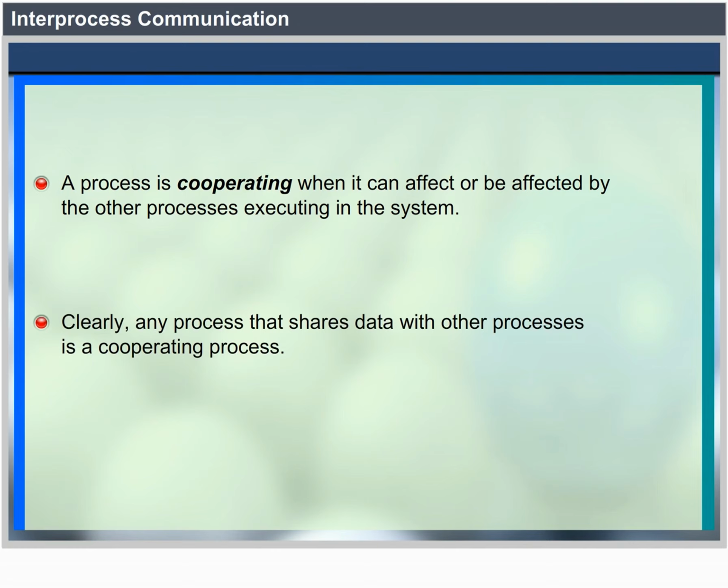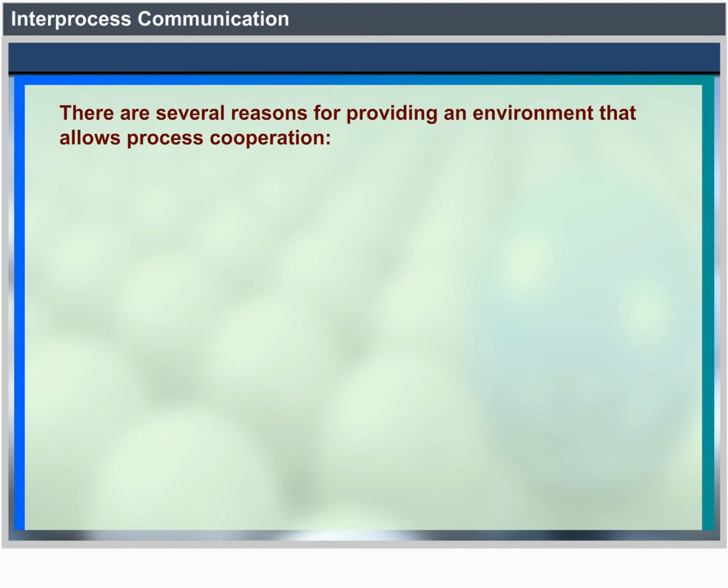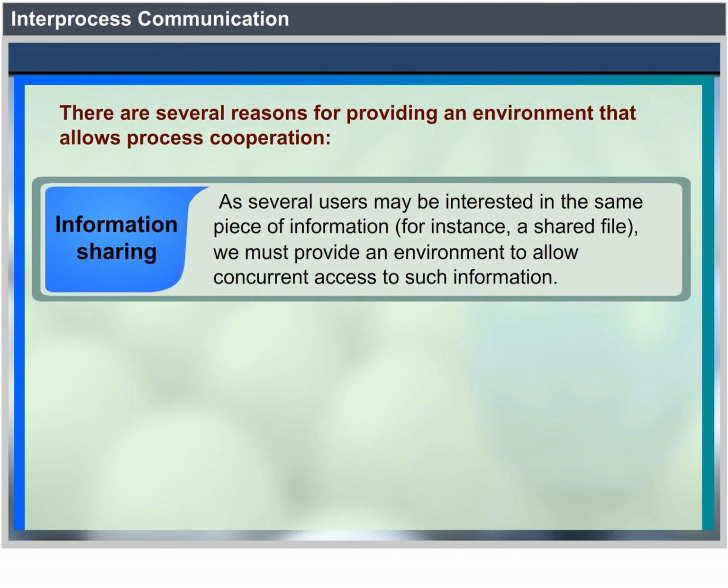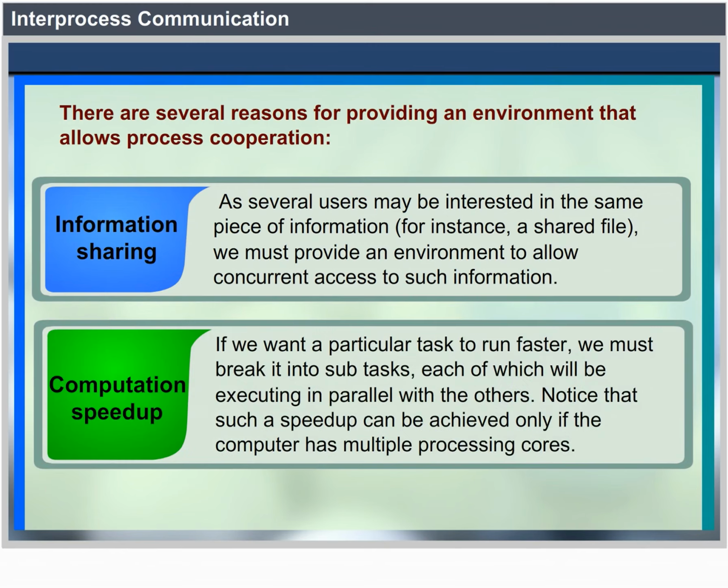There are several reasons for providing an environment that allows process cooperation. Information sharing. Since several users may be interested in the same piece of information, for instance, a shared file, we must provide an environment to allow concurrent access to such information. Computation speedup. If we want a particular task to run faster, we must break it into subtasks, each of which will be executing in parallel with the others. Notice that such a speedup can be achieved only if the computer has multiple processing cores.